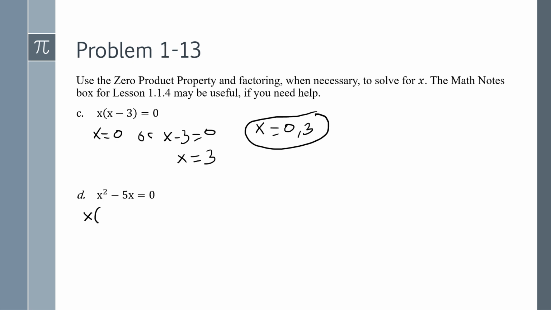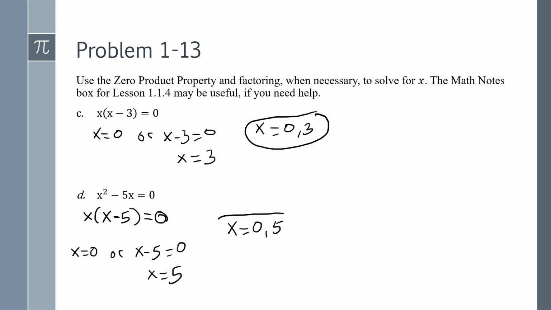So x times what gives you x squared? Well, that's x. So I'll move the x in there. x times what gives you negative 5? Well, that's negative 5. So that's going to equal 0. And by bringing out the GCF, now I have something in factored form. So now I can use the zero product property like I did in parts A through C to solve this. So I let x equal 0. So one answer is 0. Or I let x minus 5 equal 0. So I add 5. So I get that for this problem, x is either 0 or 5. Those are my answers to that problem.